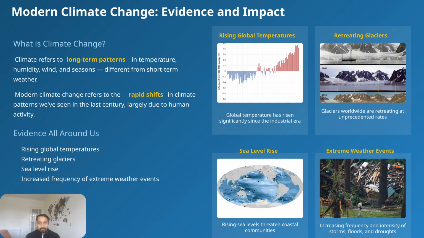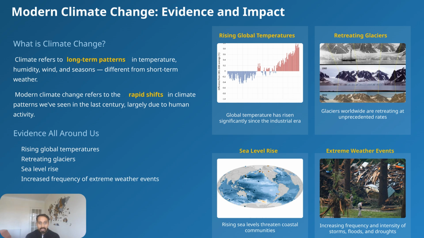Climate change is one of the most pressing challenges of our time, that we already know. But what exactly is it? Climate refers to long term patterns in temperature, humidity, wind, and season. That is different from short term weather. Modern climate change, as mentioned in the slides, refers to the rapid shift in climate patterns we have seen in the last century, and that is because of human activity.